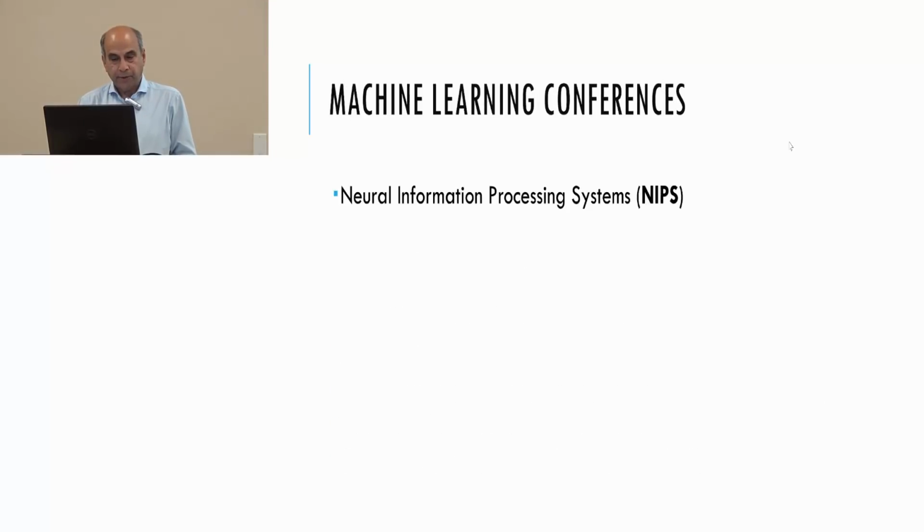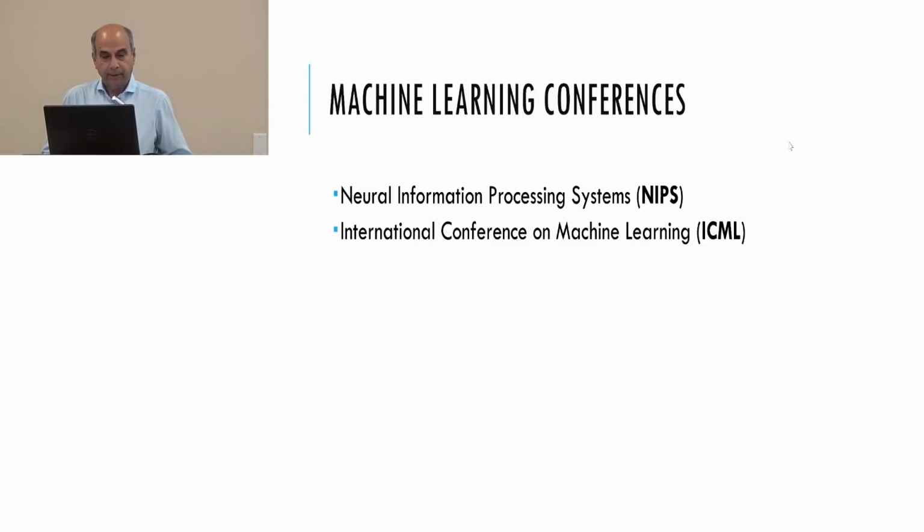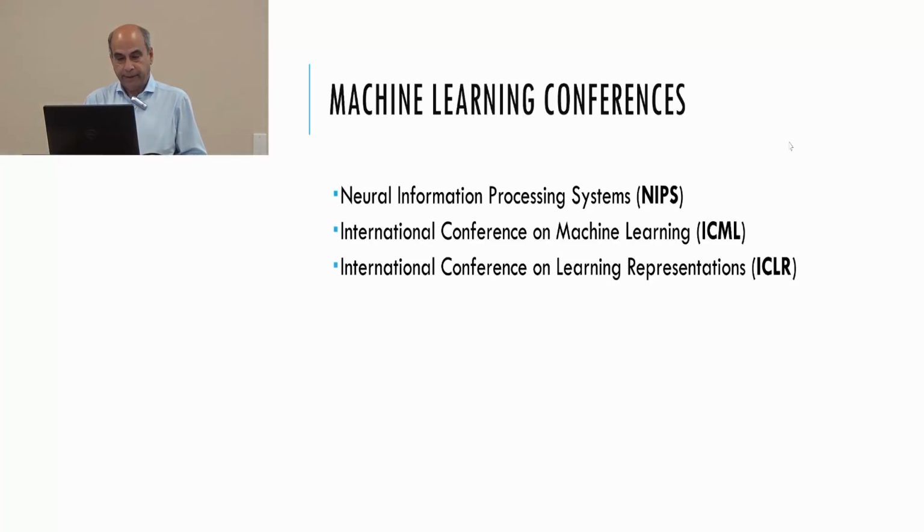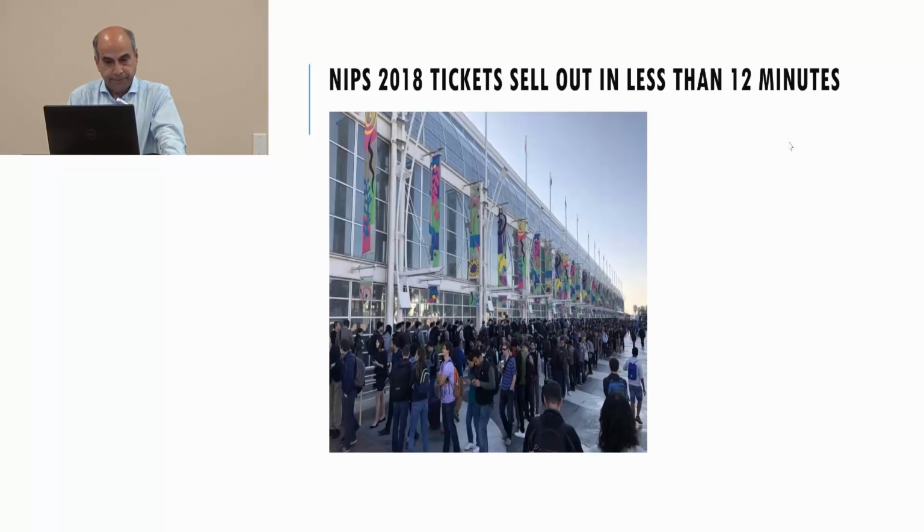So also the machine learning conferences, many computer vision people are publishing papers there. The most prestigious is NIPS. Then we have ICML, International Conference on Machine Learning, and then ICLR, International Conference on Learning Representations.